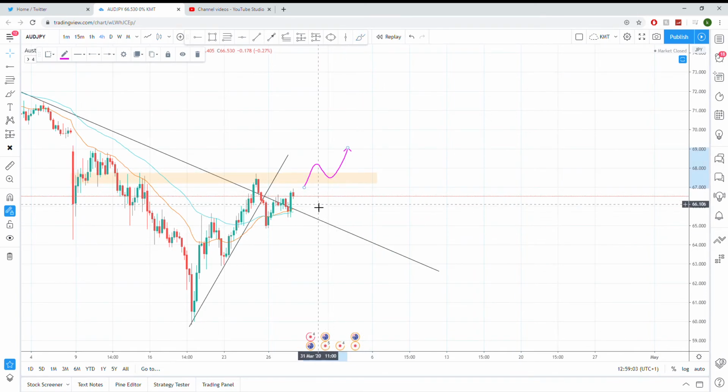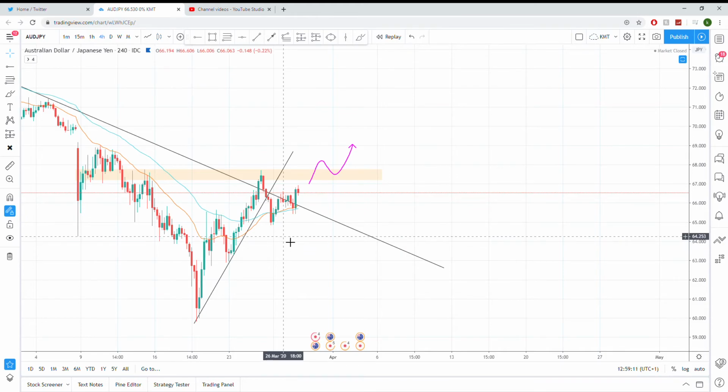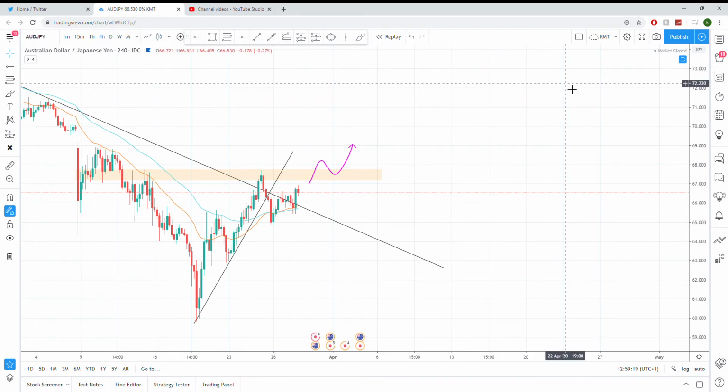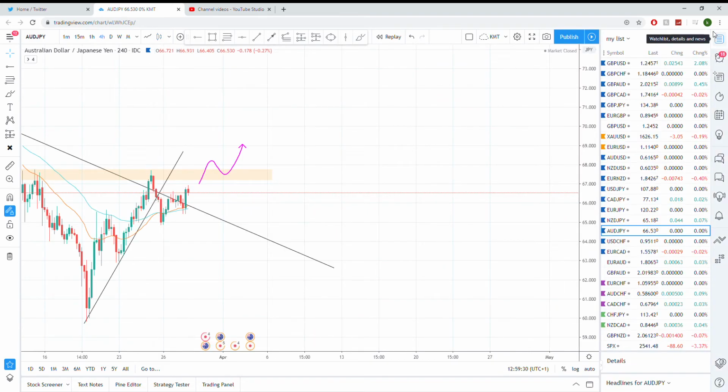If that does happen, and if we do close above this zone, then that's the scenario I will be looking for. But if we do find any bearish pressure, we will look into making a video for that, and that just goes along with all the other pairs as well that we watch. We will be posting all the pairs that we are looking to get into in the next following days, etc.